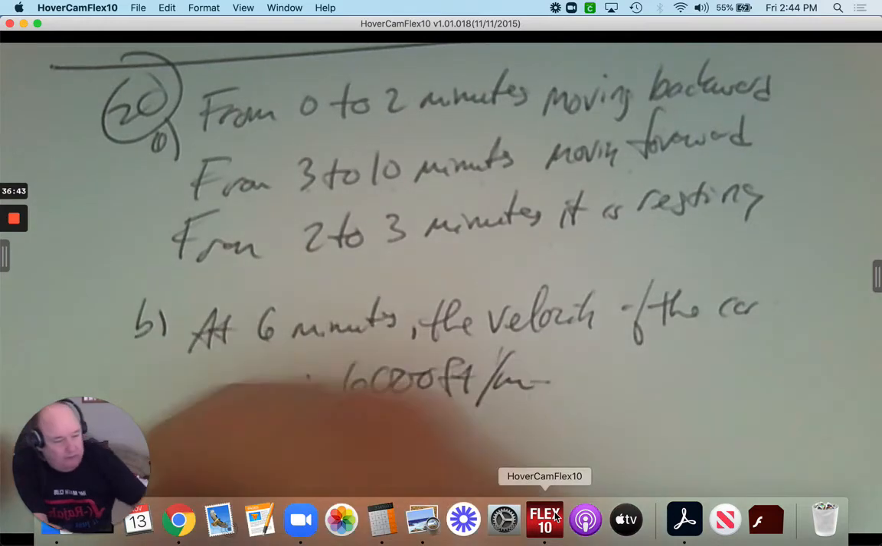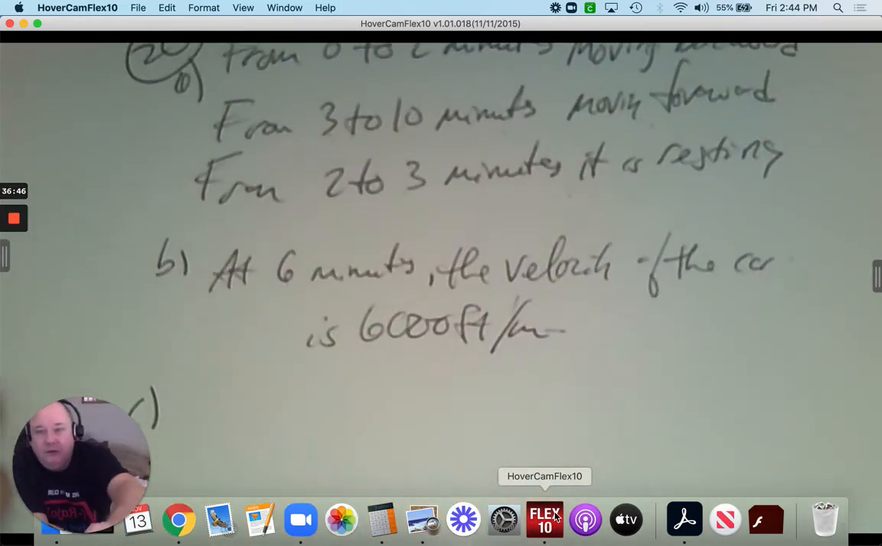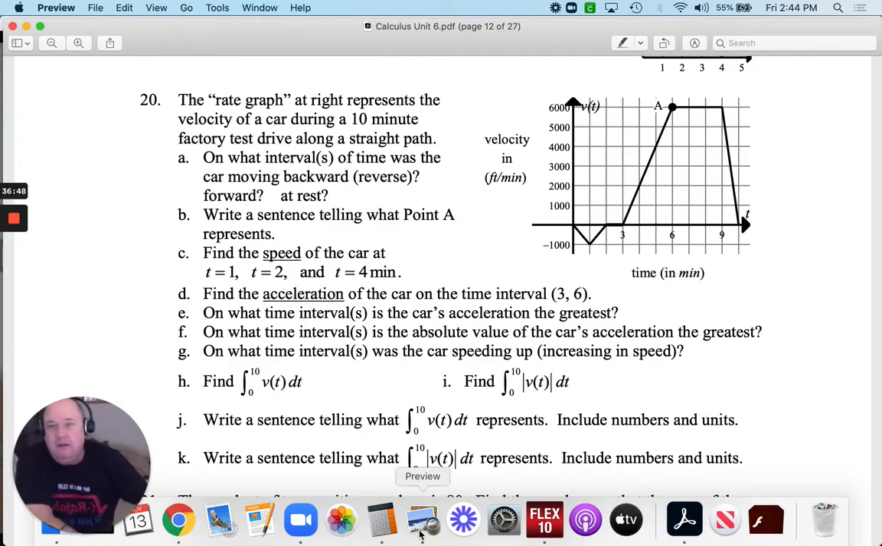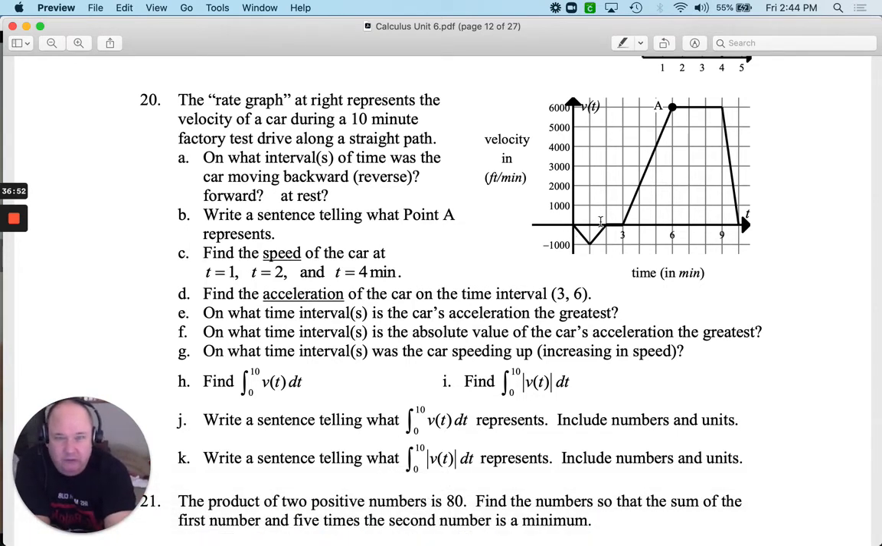How about part C? Let's look at that. Find the speed of the car. Remember, speed is the absolute value of velocity, so it's always a positive number. So at 1, that becomes a positive number. So when t equals 1, the speed is what? 1,000. It's positive 1,000 feet per second.